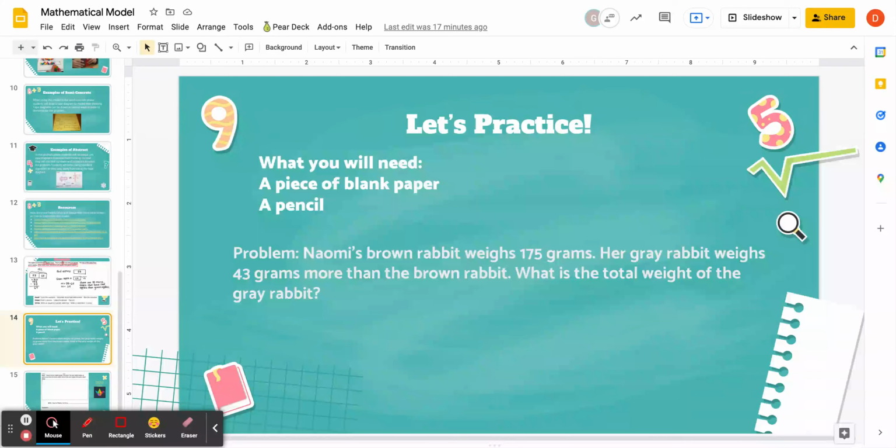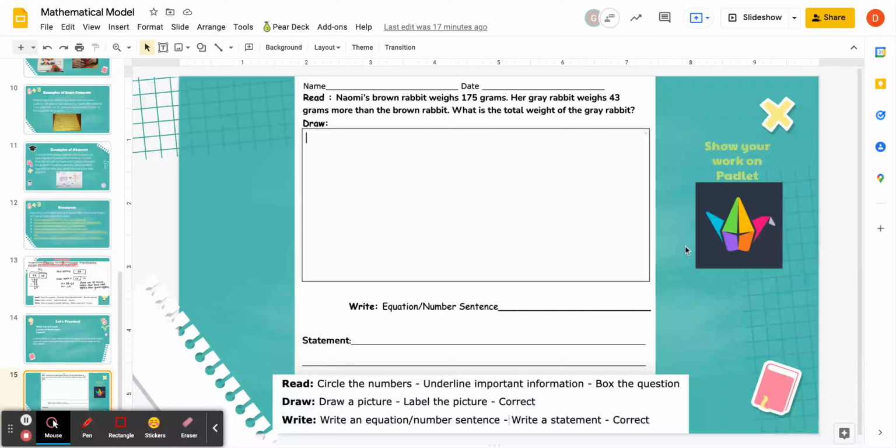Now you're going to practice. What you'll need is a blank piece of paper and a pencil. Here's a word problem that you'll be working on. You'll be adding your responses to a Padlet. When clicking on the link to the Padlet, you'll be given a RDW, or read, draw, write, problem.